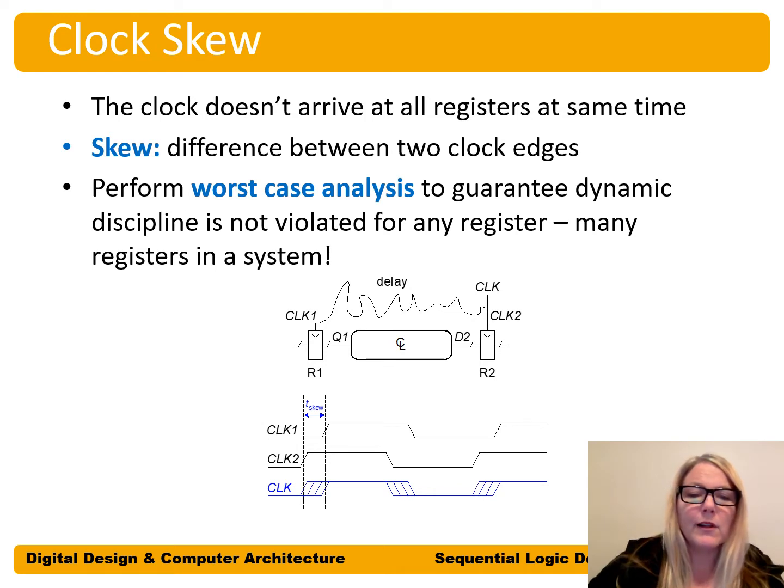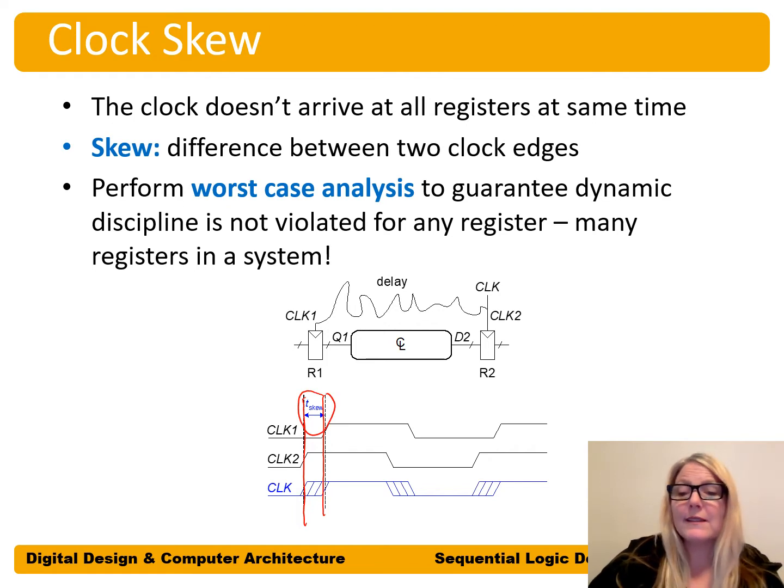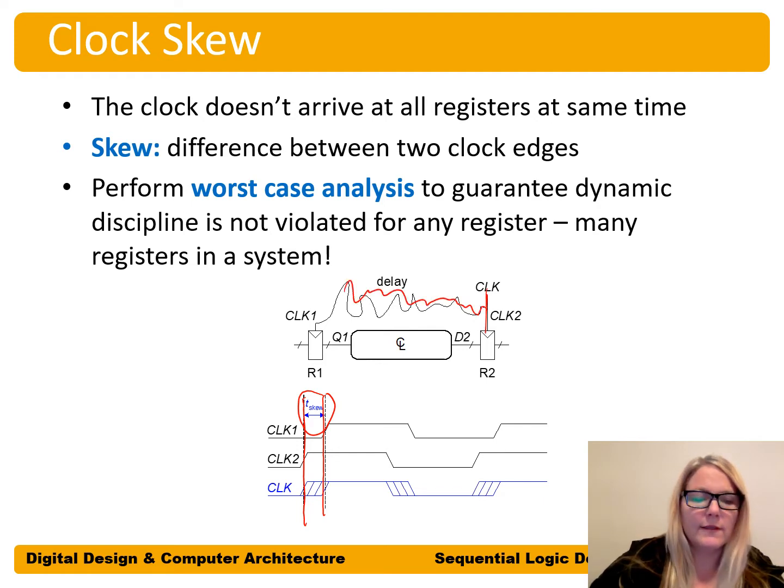So here's an example of clock 1 and clock 2, and there's a difference between the edges. The frequency is still the same, right? It's still derived from that same clock, but for example, this clock 2 is earlier than clock 1. We get a clock edge on clock 2, which is earlier, and then some delay later, we get the edge on clock 1.